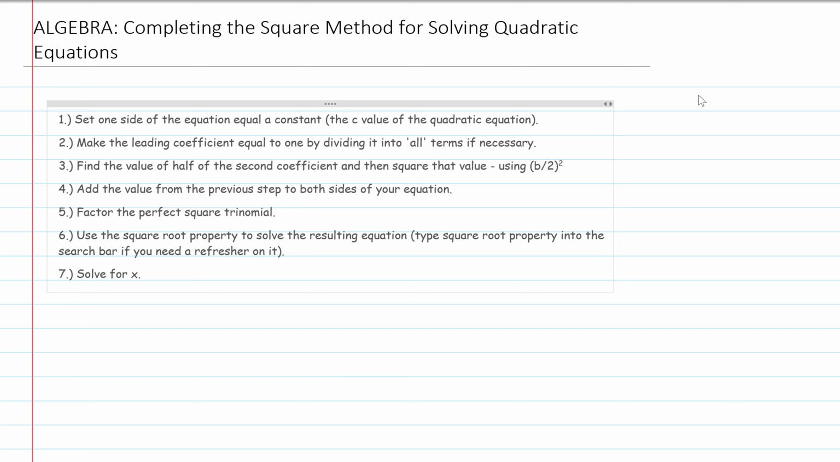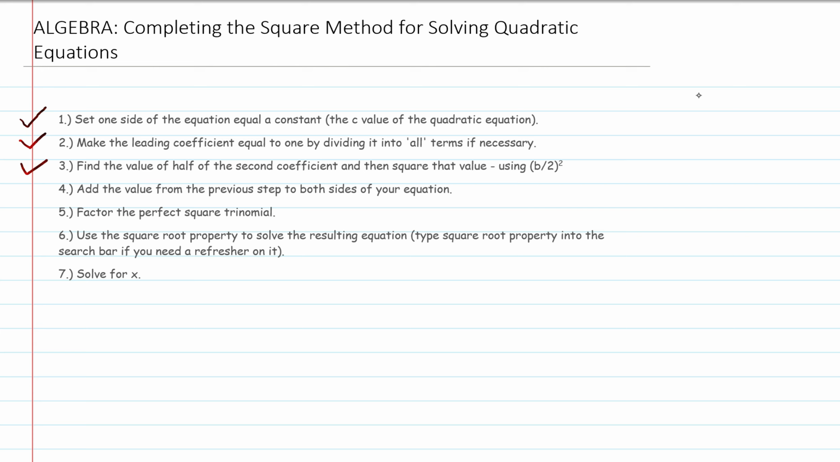So there are steps to completing the square method, and I'll go through the steps while I'm doing a problem. But the first step is to set the equation equal to the constant. So it shouldn't be in standard form like most of the time. This time you want to move the constant to the right. You want to make sure that the leading coefficient is a 1. So if there's a number in front of the x squared term, you want to divide everything by that number.